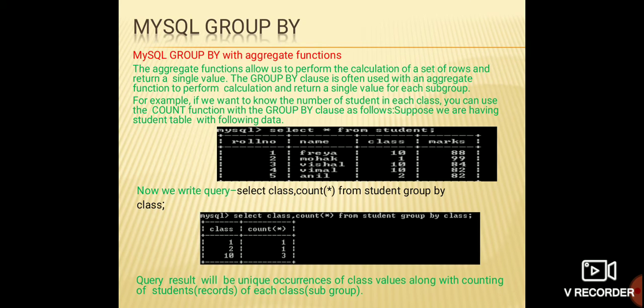You can see in class 1 only one data is being displayed. In class 2 only one data is being displayed. In class 10, how many data? 1, 2 and 3 data are displayed. So the counting will be done as 3.